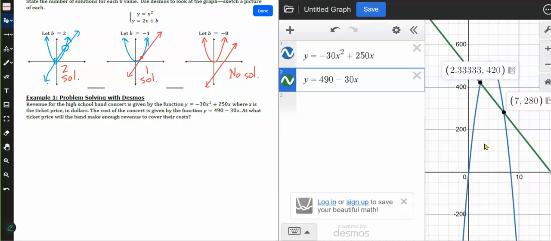That's weird. So the first time it crosses is at $2.33. And at $2.33, our costs are exactly the same, $420. So this situation seems a little bit kind of weird. So we want to charge $2.33 a ticket.